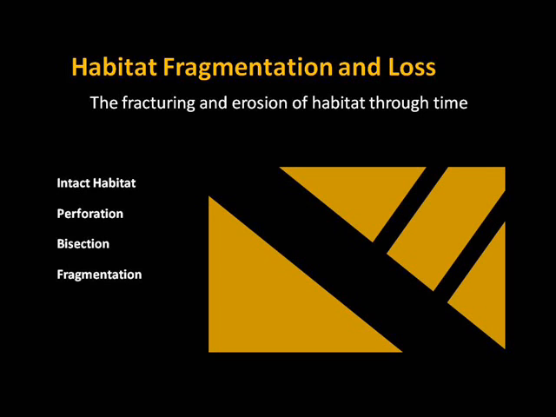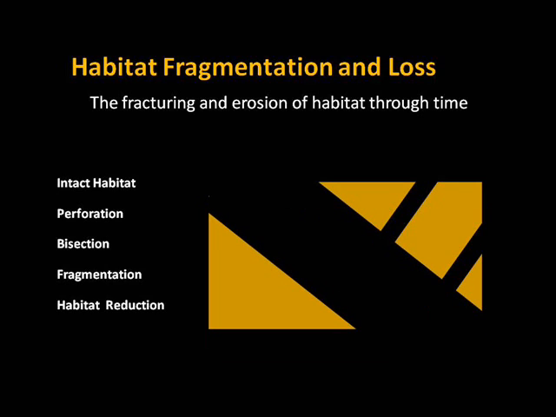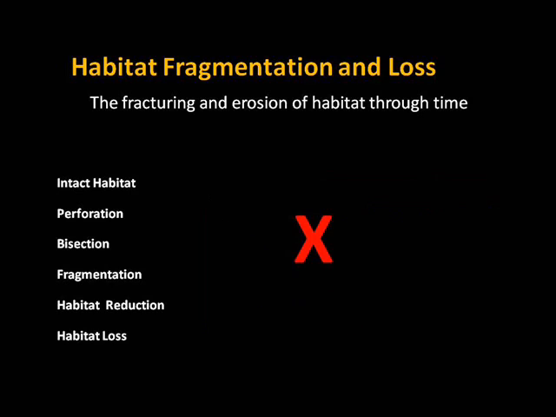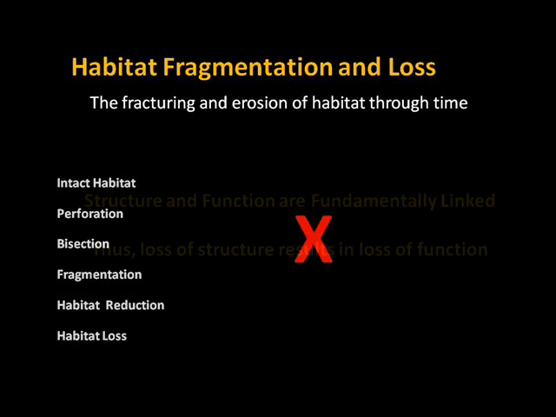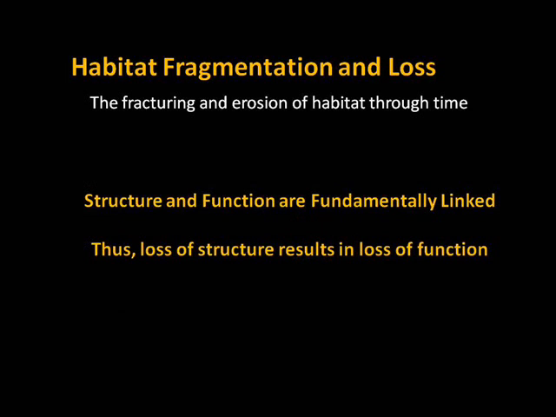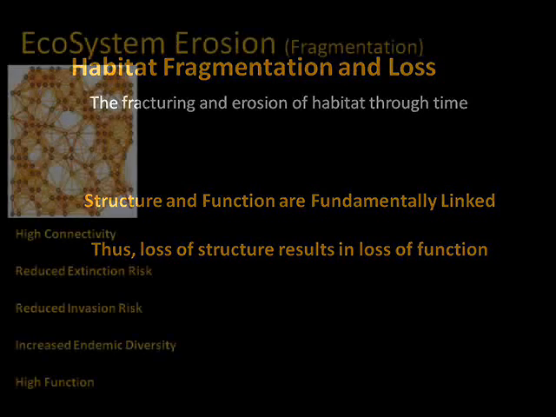This is called fragmentation. Fragmentation alters the perimeter to area ratio of the resulting subpatches, thereby serving as a driver for edge effects. Increased edge effect in turn disturbs near perimeter structure, leading to a reduction and the eventual loss of habitat. The corollary to this process of structural degradation is the associated loss of patch function. Recall from the previous video in this series that structure and function are fundamentally linked. Thus, the loss of structure can result in the loss of function.